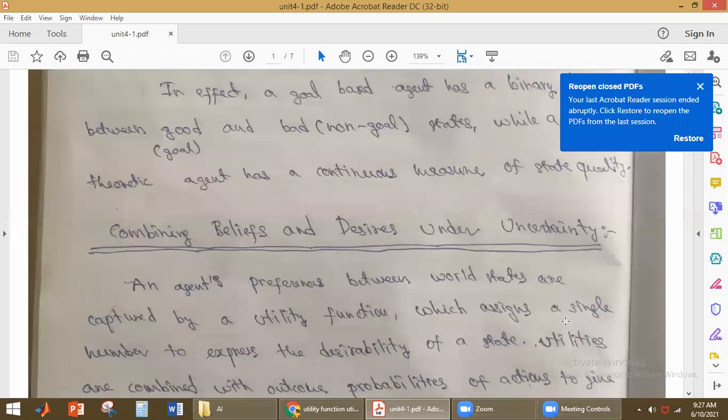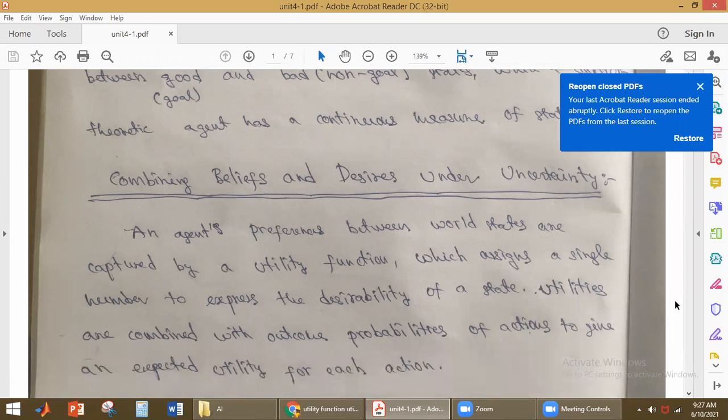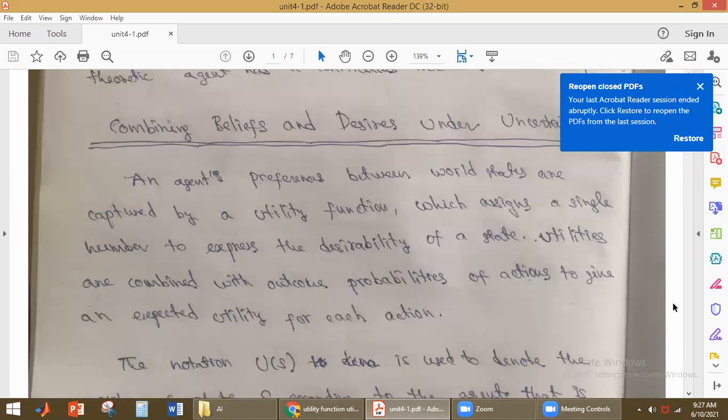Now we'll discuss combining beliefs and desires under uncertainty. We have discussed that this decision theoretic agent will be able to take decisions in an uncertain environment. Now we'll discuss the beliefs and the desires we have under uncertainty. The agent here has to have a preference between the different states. What is that?